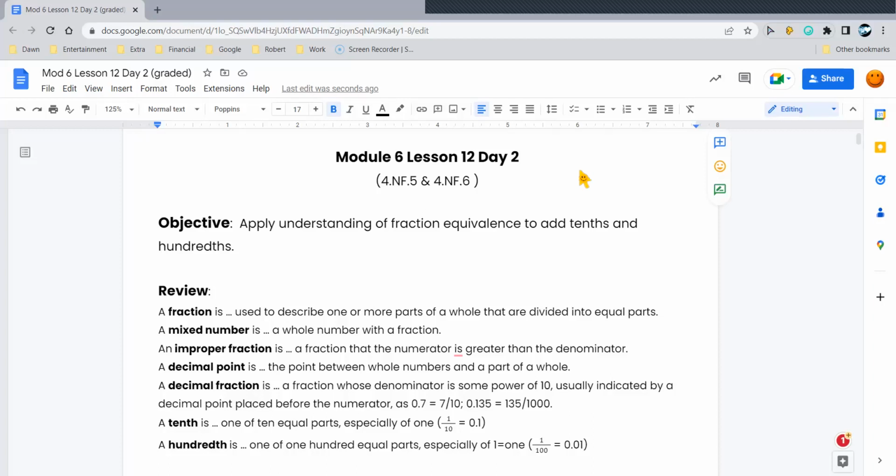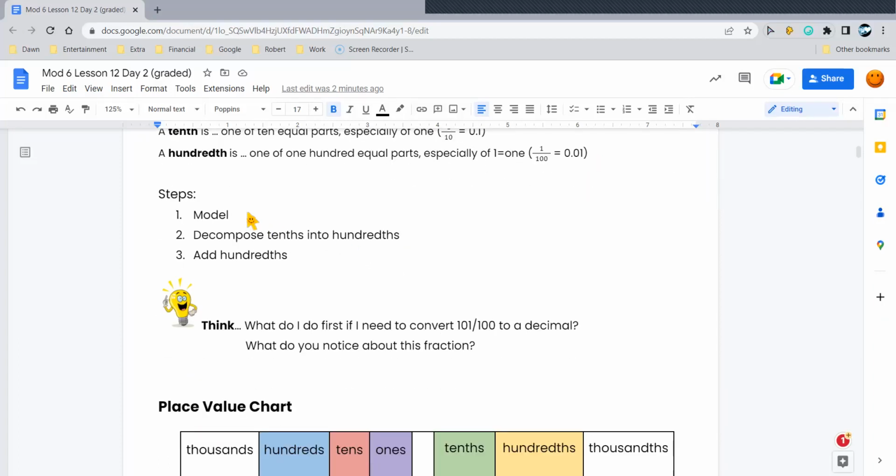It's our second day, so that we can master this concept. Our objective today is to apply understanding of fraction equivalence to add tenths and hundredths. So here's our steps. We're going to model. We'll then decompose tenths into hundredths and then add the hundredths.